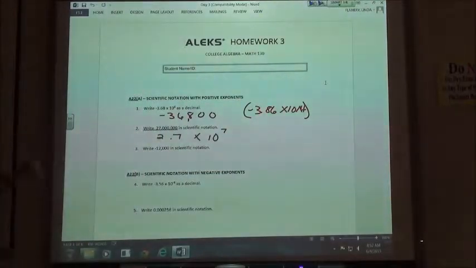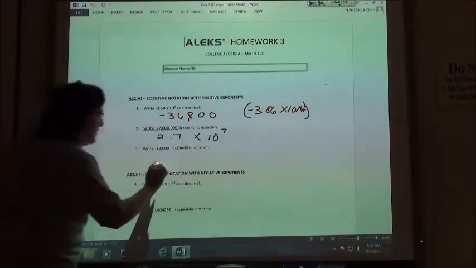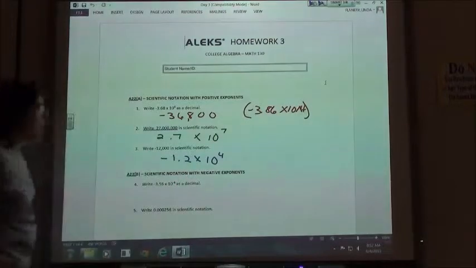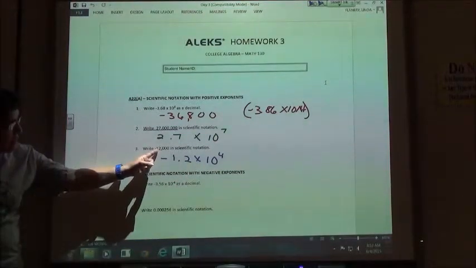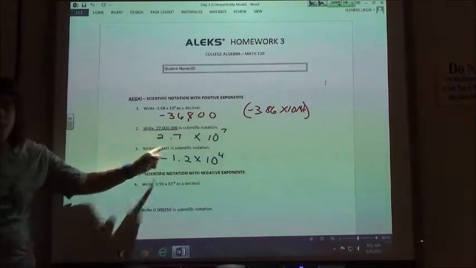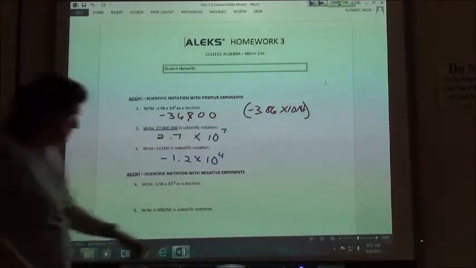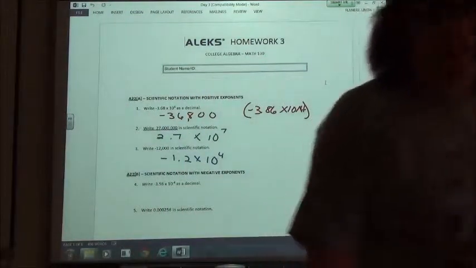So if you were going to write negative 12,000 in scientific notation, what would you have? Negative 1.2, putting my decimal behind that first digit, and then times 10 to the 4th, because I have to move it 4 places to get it to the end. I got to fix the board.